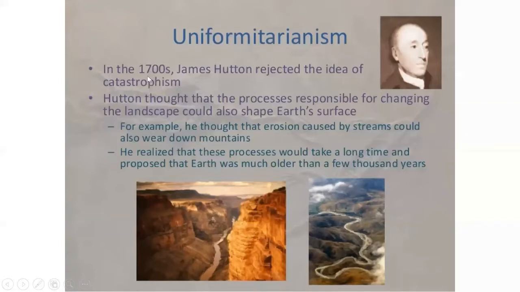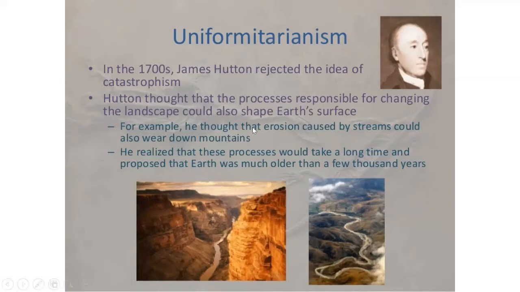So in the 1700s, he rejected the idea of catastrophism. That's the other term that contrasts, okay? We'll come to it after the slide. So he thought that the processes responsible for changing the landscape could also shape Earth's surface. So very slowly over time, the look of the rocks and the mountains will change very slowly.